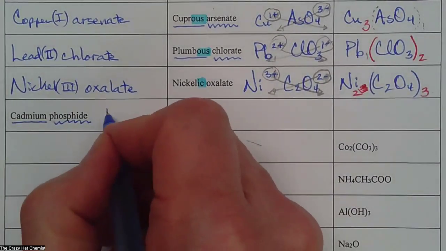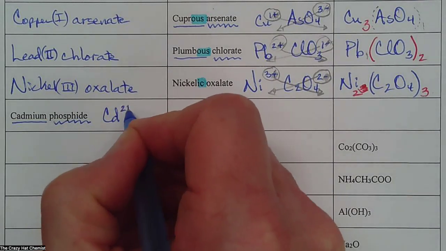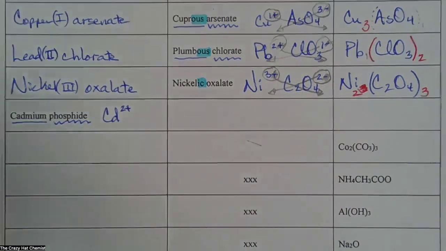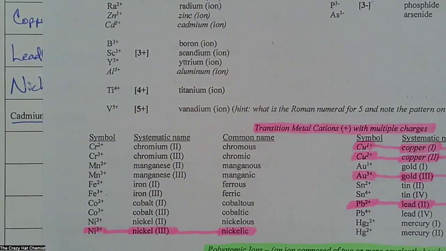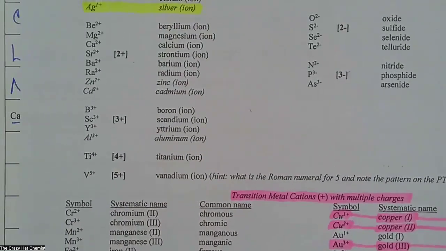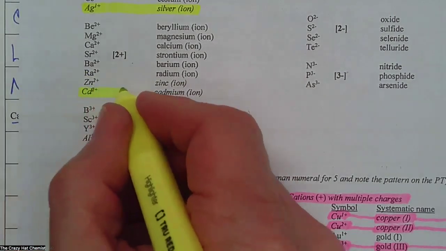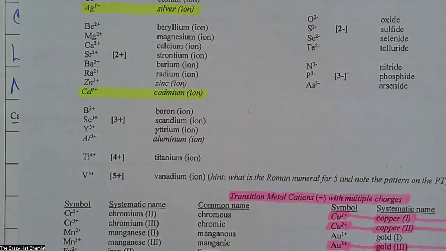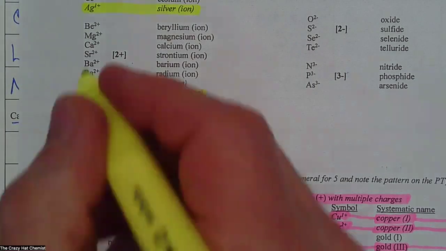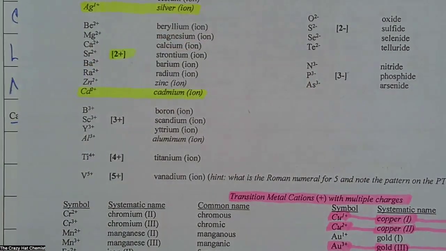So that is a Cd with a 2 plus, and you can also find that in the 2 plus category of the monoatomic ions, of the monoatomic cations, that is. It's italicized because it is a periodic trend. It's in the 2 plus category, all right?